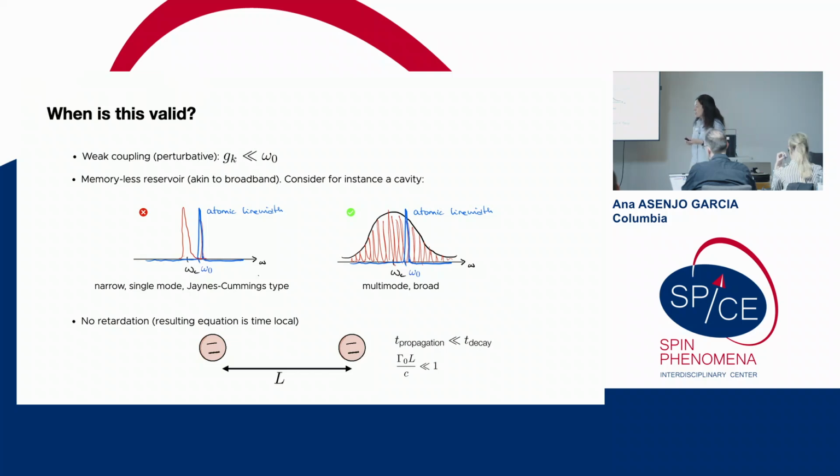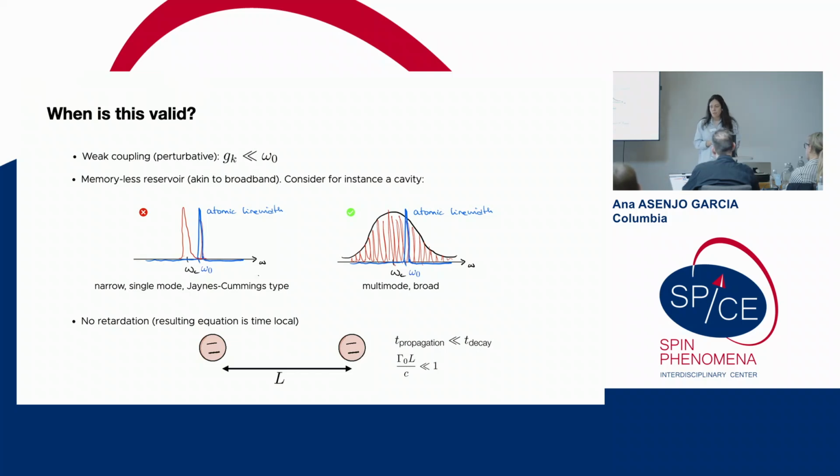And then the third approximation is that there is no retardation. So the resulting equation that we obtain is time local. What this means is that this will not work if I have an atom and somebody at the end of the room has another atom. We cannot derive this type of master equation. What is implied is that the propagation time it takes for the excitation to arrive at the second particle is much smaller than the time of decay. And this imposes some conditions on the distance, with respect to the speed of light in the medium, or the speed of propagation of the excitation in the medium, and also the inverse of the time of decay, that is the spontaneous emission rate.